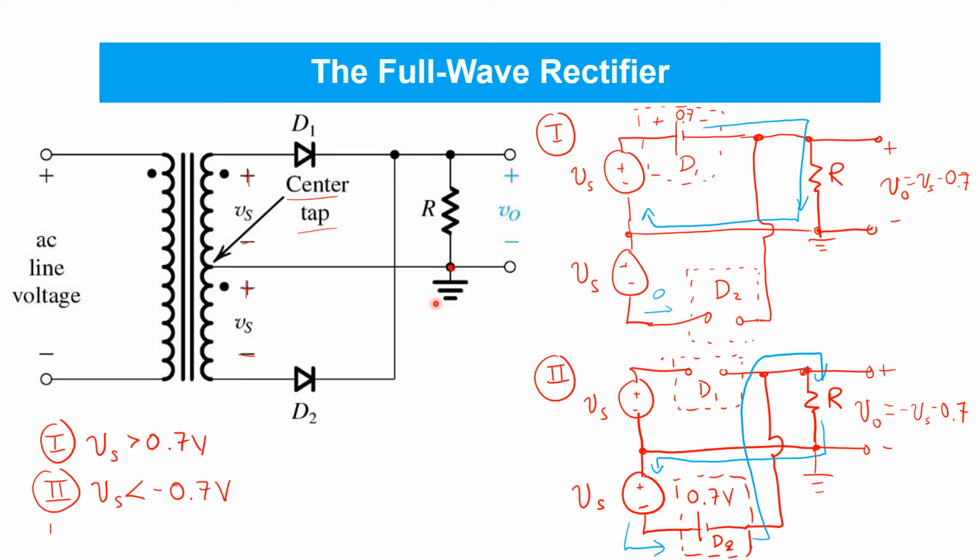There's a third case here, obviously, when Vs in an absolute sense is less than 0.7 volts. In this case, there's insufficient voltage on either of the secondary windings to get either of the diodes to turn on and conduct. So there's no current flowing anywhere in the secondary, and as a result, VO is 0.